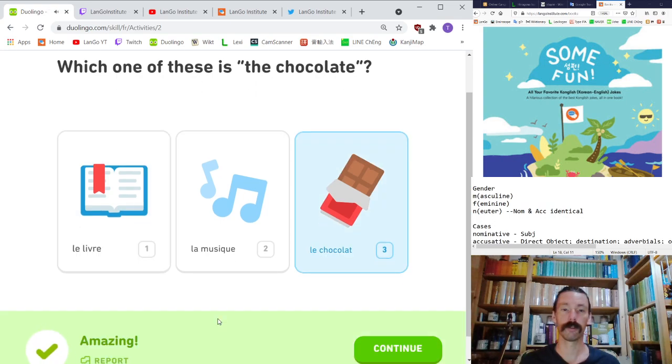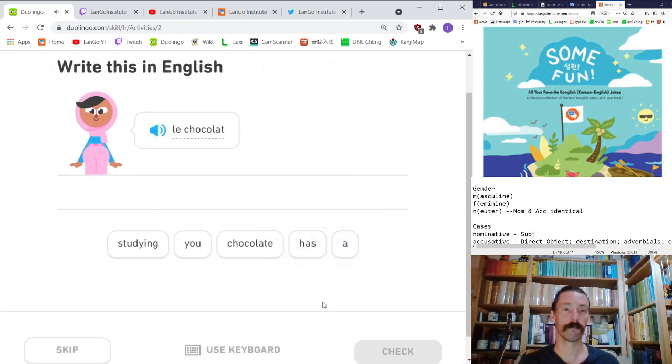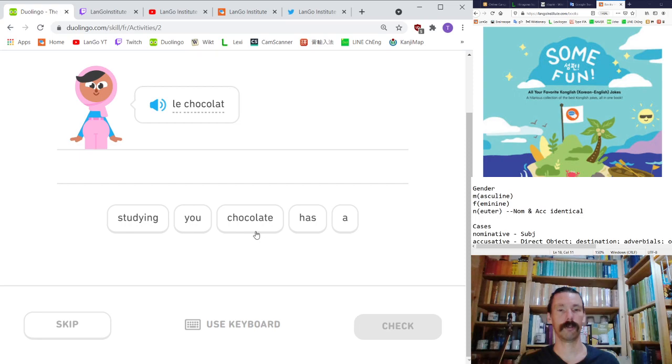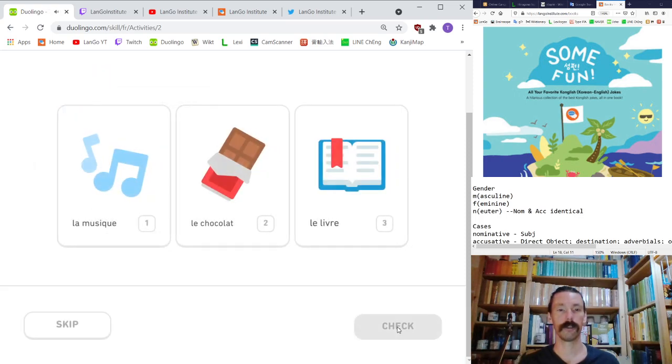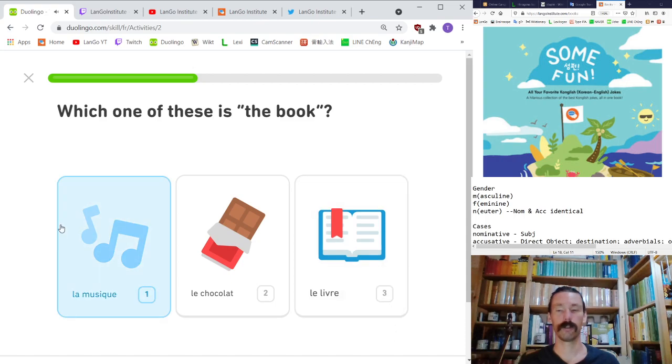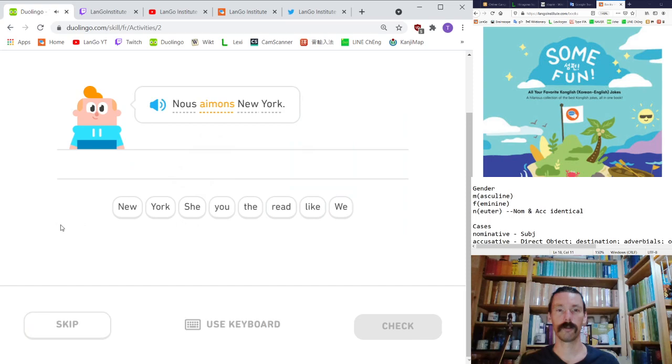Le chocolat. So a good rule of thumb is drop the last letter. There's many exceptions, but we don't hear this last T. We don't hear this last vowel there. We hear the K sound. And we don't really hear an E here. We hear the R. Le chocolat. Just chocolate. The book. La musique. Le chocolat. Le livre. Nous aimons New York.